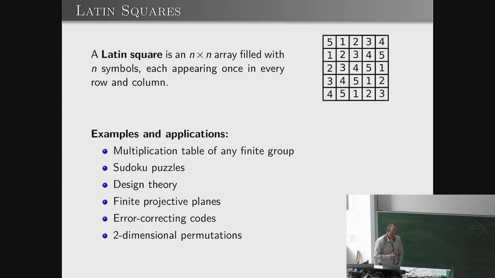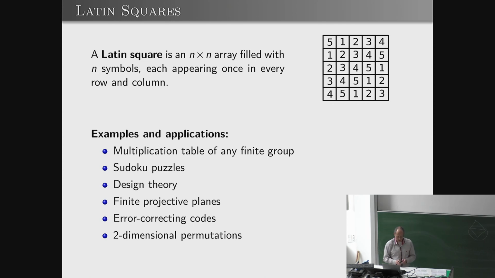Latin squares are very natural objects. For example, you immediately get a Latin square if you take a finite group and take its multiplication table. If you like Sudoku, when you fill a Sudoku, you again get a Latin square. They also appear naturally in design theory, in finite projective planes, error-correcting codes, and two-dimensional permutations, to name a few.